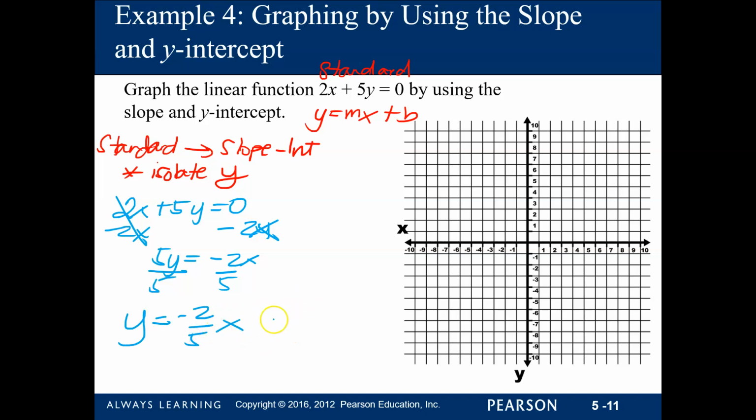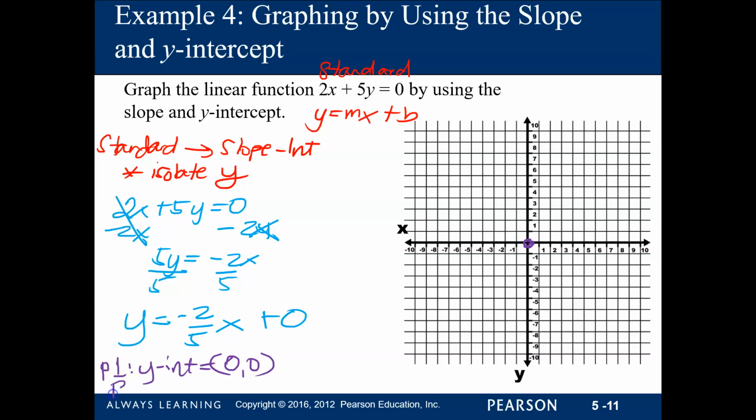We do not have a y-intercept. It's actually a plus 0, okay? So if you do not have a value here, the y-intercept is actually 0. So how do we graph this? Now remember, point number 1 is the y-intercept. And that will be at (0, 0), okay? So we have a point at (0, 0) over here.